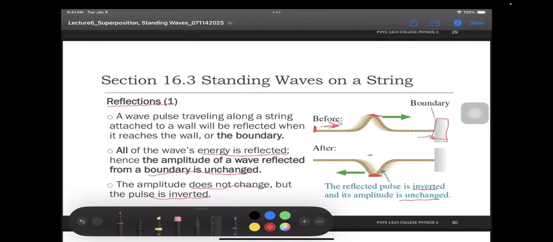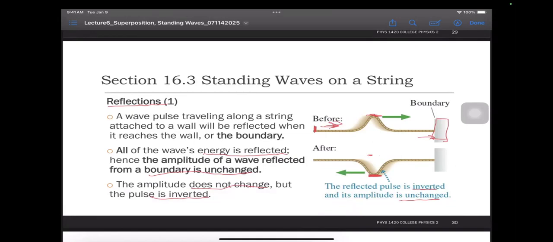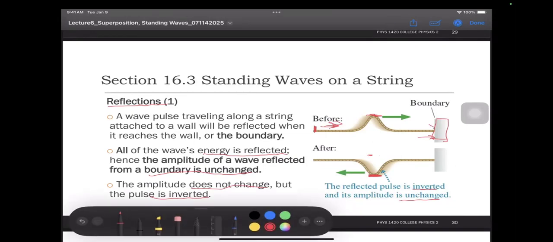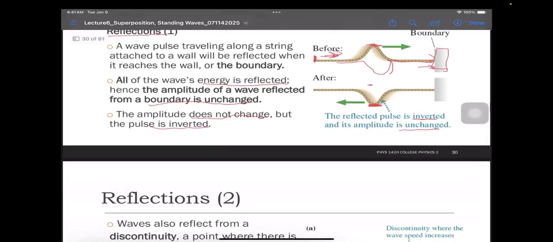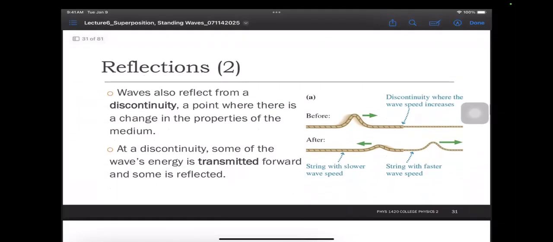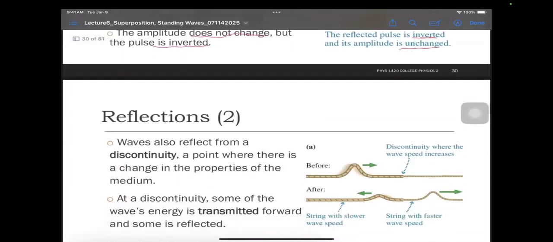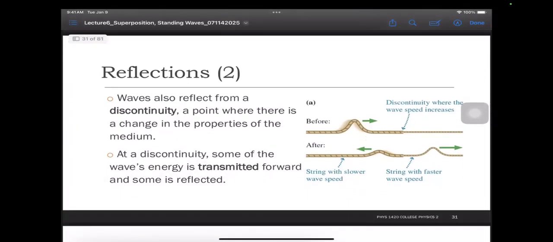If you do the lab, you will see that when this wave meets the boundary, it is just reflected. Okay, let's continue to talk about reflection. We call this situation reflection, and a wave also reflects from a discontinuity, a point where there is a change in the properties of the medium.